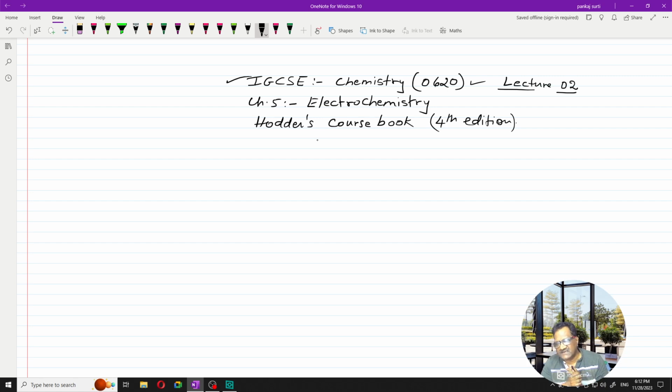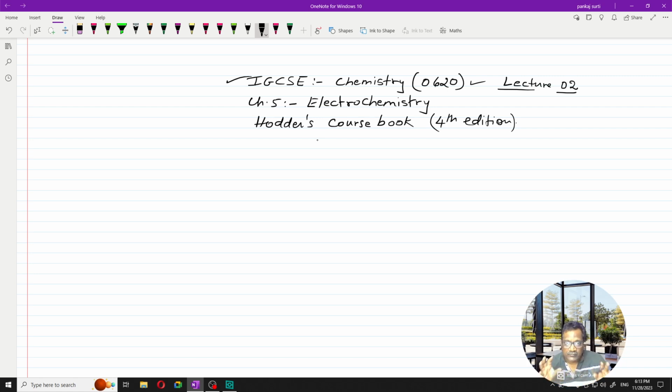Then we studied the terminology of electrolysis. What are the terms we studied? We studied what an electrolytic cell is, what electrolysis is as a process, what electrodes are, and what electrolytes are. Among electrolytes we have electrolytes and non-electrolytes. Then we studied what cathode and anode are. These are the two types of electrodes.